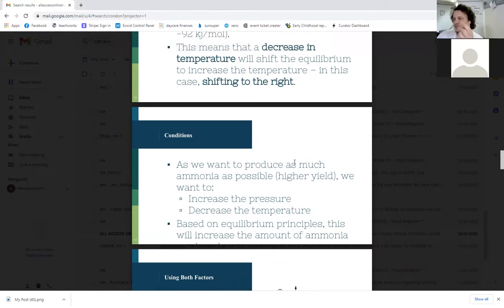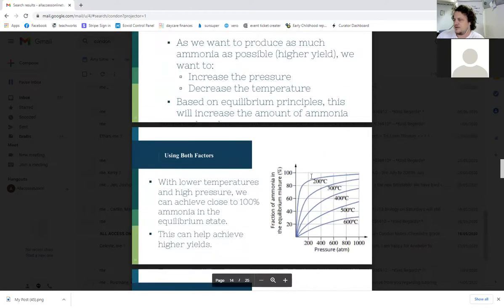But if we drop the temperature too much, then our rate of reaction will become so slow that by the time we reach the point where we want to, it's not commercially viable. So here, if we turn the pressure up to 1,000 atmospheres and the temperature down to 200 degrees, we can get almost 100% of the mixture at the point of equilibrium to be our product, which is ammonia.